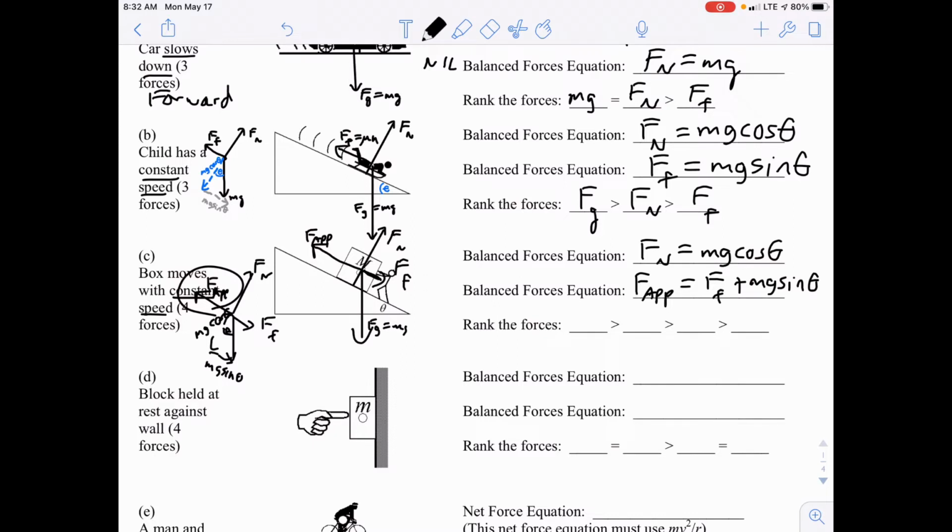Okay, if we rank the forces, we can see that again, the smallest one has to be friction because friction is a fraction of the normal force. I'm going to start there. But then what about between F applied and the weight? Well, F applied is the sum of the friction and the mg sine going downhill. Well, the mg sine plus the friction is not large enough to be greater than the weight. The weight is still the greatest force. F applied is the second greatest, then normal force, then friction.